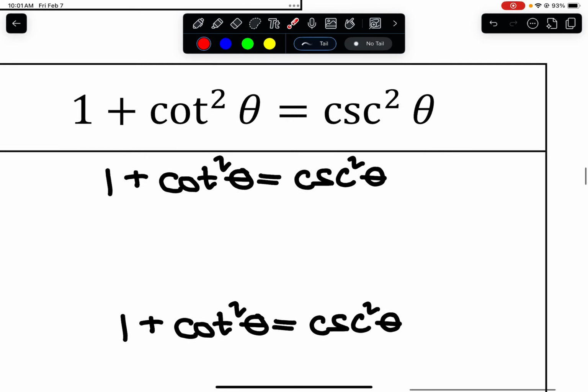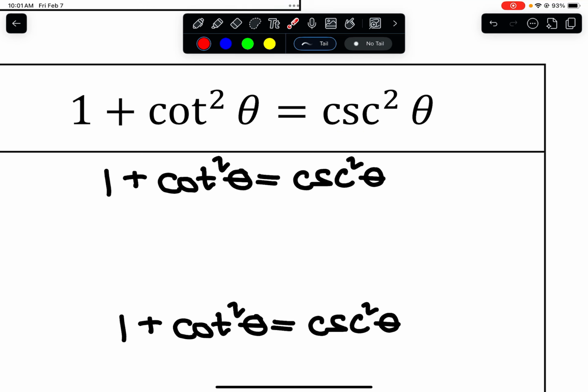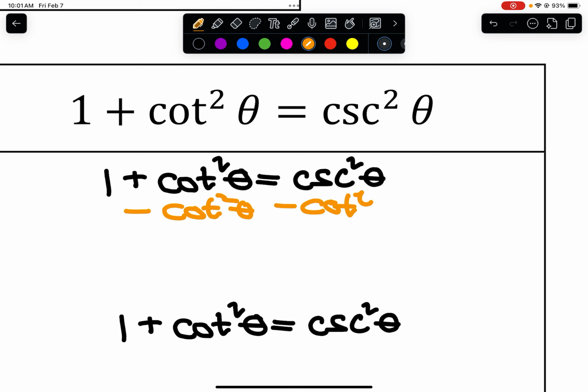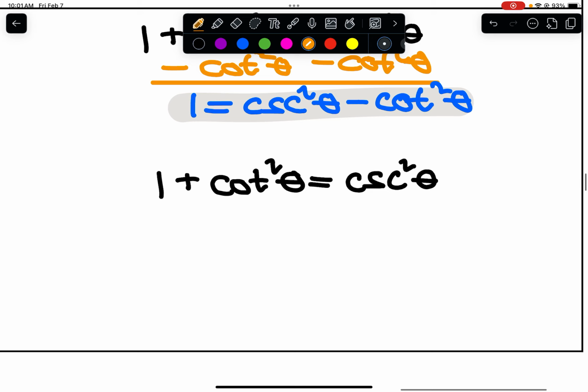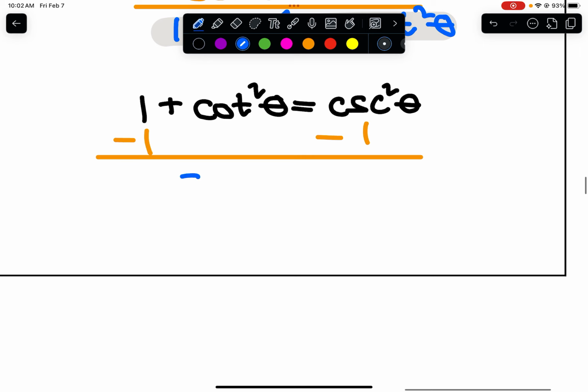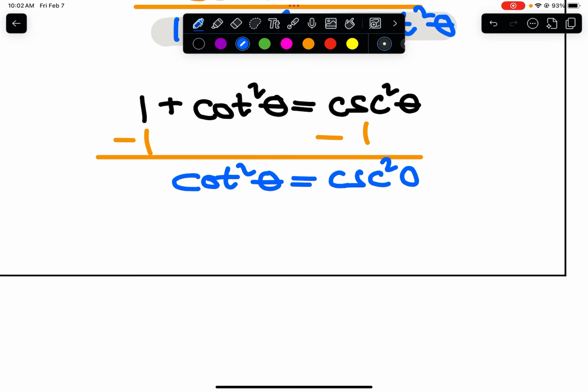So I'm going to take this equation. So we already have cosecant squared theta solved. So now I'm going to solve for 1 in the first one and then solve for cotangent squared theta in the second one. So solve for 1, so subtract cotangent squared theta. So this is going to leave you with 1 equals cosecant squared theta minus cotangent squared theta. So here's another variation. And then for this last one, now we're going to solve for cotangent squared theta, so subtract 1 on both sides. And then this is going to leave us with cotangent squared theta equals cosecant squared theta minus 1.